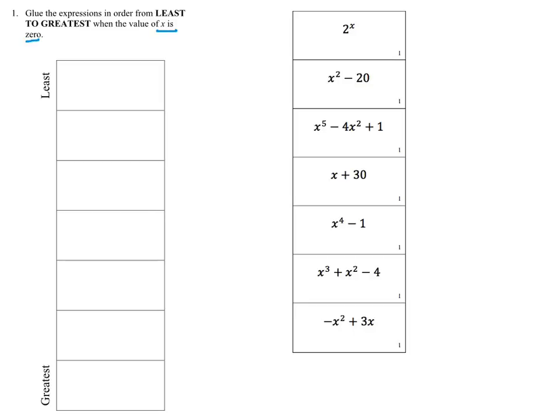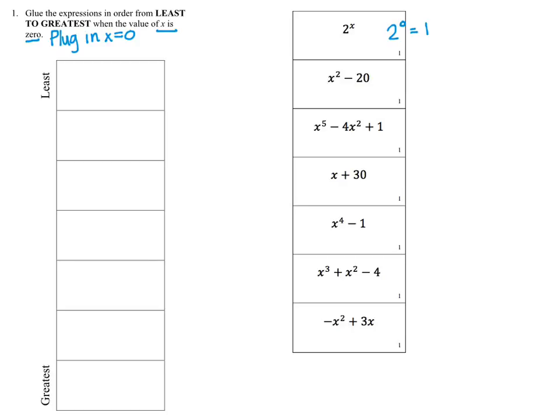So what I'm going to do is plug x equals 0 into each of the expressions that I give you, and then compare what I get for my answers. For the first one, I have 2 to the x. If I go 2 to the 0, my answer is just a 1, because any number with an exponent of 0 is equal to 1.